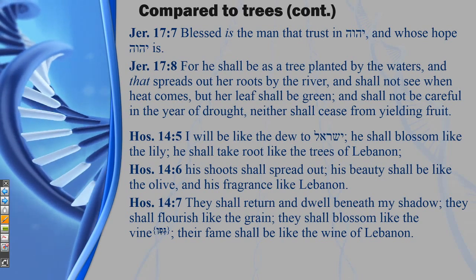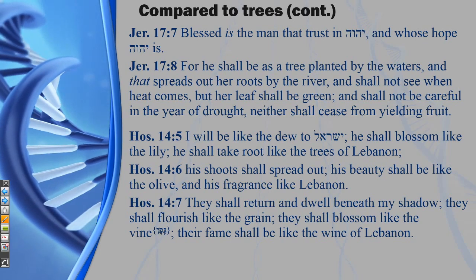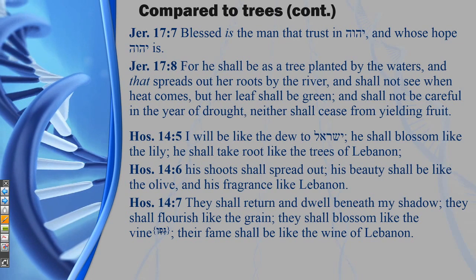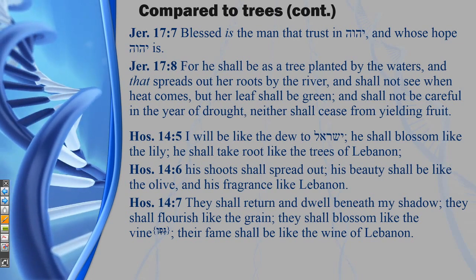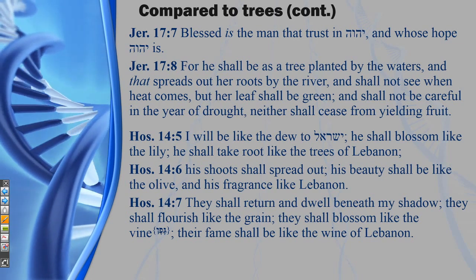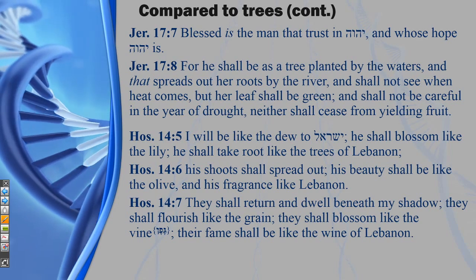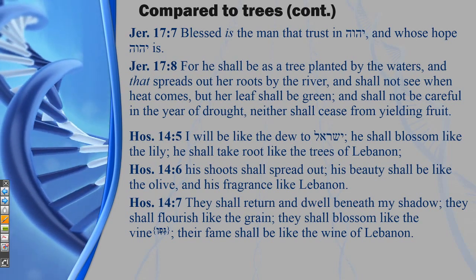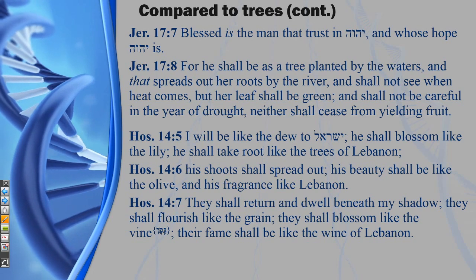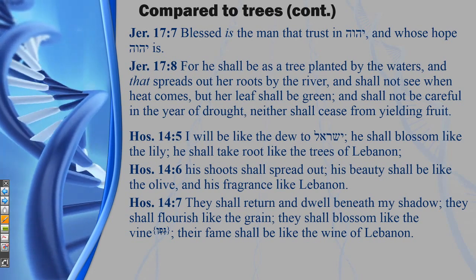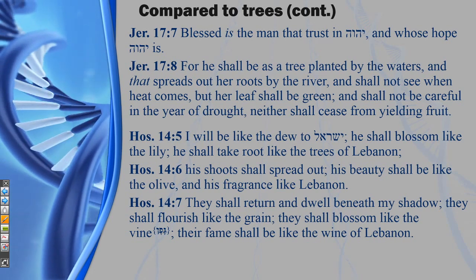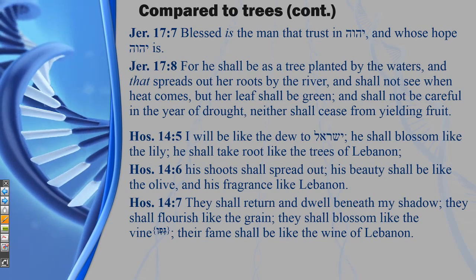So what are they going to do? They're going to dwell. So they're going to return and dwell beneath my shadows. They shall flourish like the grain. They shall blossom like the gaphane, the vine, the gaphane. That's the same word we get for grapes or grape juice, gaphane. Their fame shall be like the wine of Lebanon.